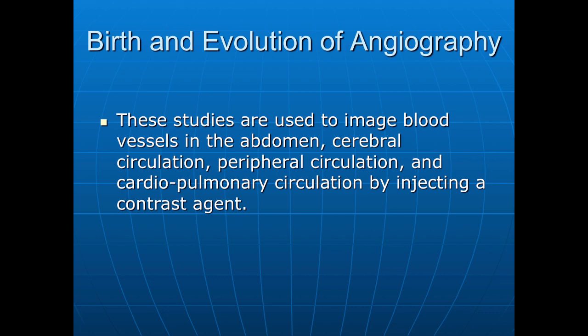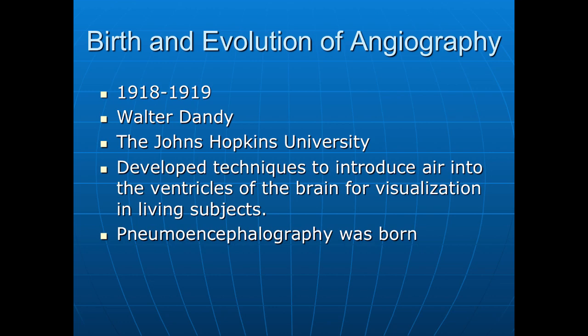All sorts of things can go wrong with the cardiovascular system. You can have areas in the body that bleed. You can have areas in the body that have tumors. You can have areas in the body that actually have disease processes going on within the blood vessels. So what we do is use these studies to image the blood vessels everywhere: in the abdomen, in the cerebral circulation, the peripheral circulation, cardiopulmonary circulation, and this has to be done by injecting a contrast substance.